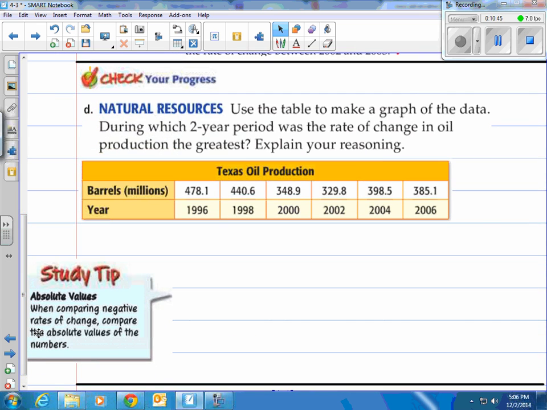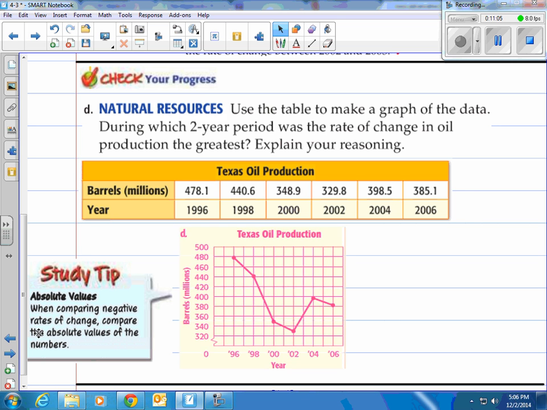All right. Last example here. It says use the table to make a graph of the data. During which 2-year period was the rate of change in oil production the greatest? Explain your reasoning. Funny because we're just talking about oil in class. They've taken these forms, and actually I've created this for you here. So we'd have some graph paper. We would have a little break in the graph so that we didn't have to go all the way down to 0, and we could just show the tops here. And this goes from 1996 to 2006, as you can see in the table, and then also on the graph.